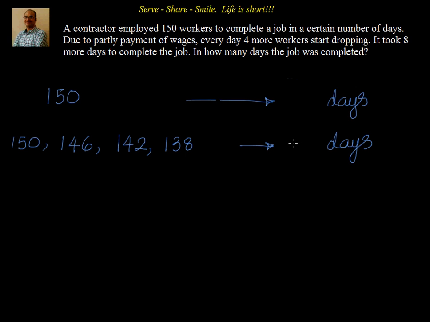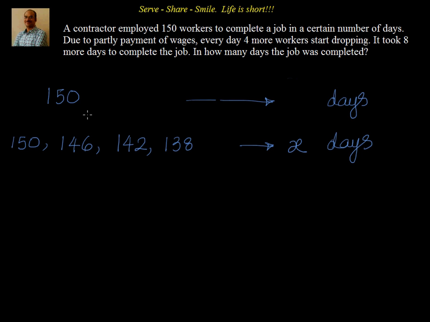So what will we say? We will say that these days are X. If the contractor employed 150 workers, but since he was unable to pay the wages, every day 4 were reducing. On the first day 150 turned out, second day 146, third day 142. Like that, in X days the work is completed. Now I have to find out that X value.